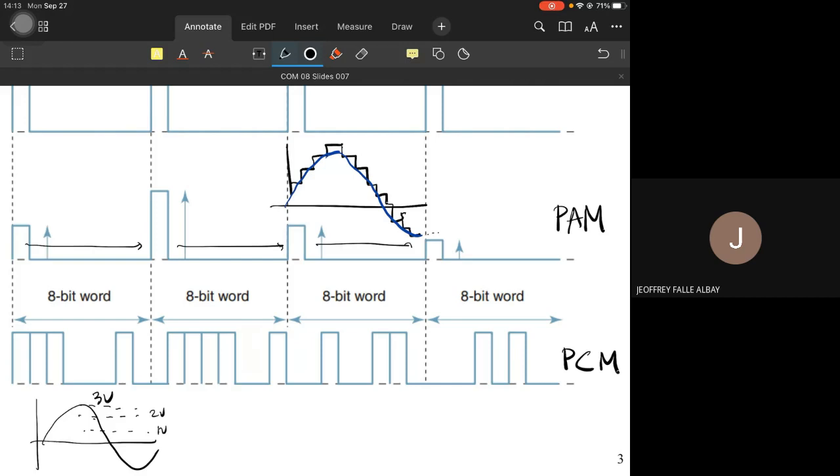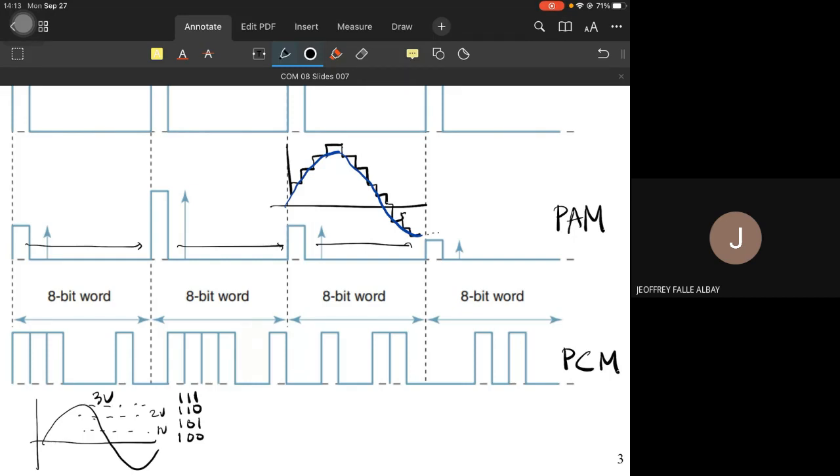For each of the voltage levels, a code is assigned. For example, 3 volts is assigned 111. 2 volts is assigned 110. 1 volt is assigned 101. 0 volts is assigned, let's say, for example, 100. I hope you get the point from this simple illustration.